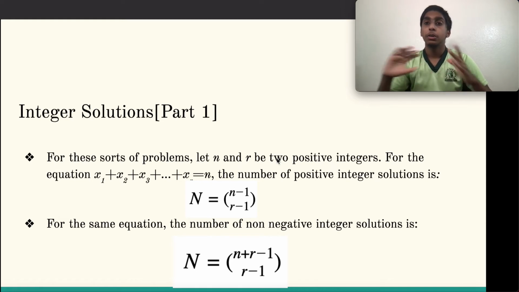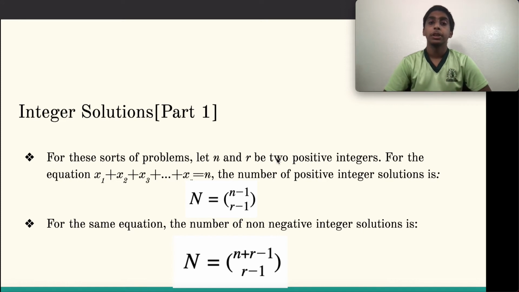So n and r will always be in your formulas, and they're just simply two positive integers. For the equation x1 + x2 + x3 and so on until you get xn, with n terms and the sum equal to r, the number of positive integer solutions is n minus 1 choose r minus 1. For the same equation, the number of non-negative integer solutions is n plus r minus 1 choose r minus 1.